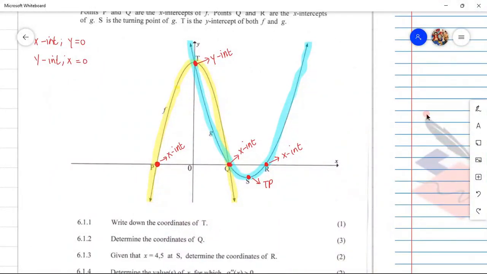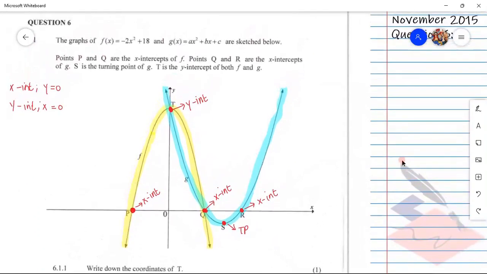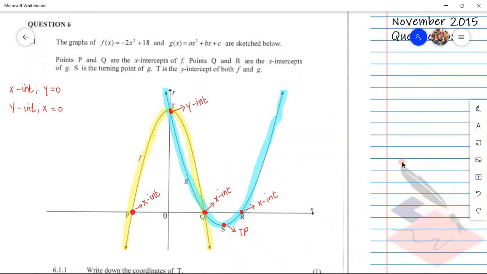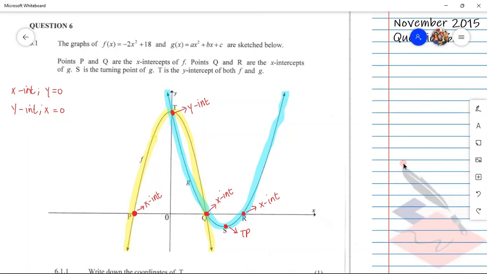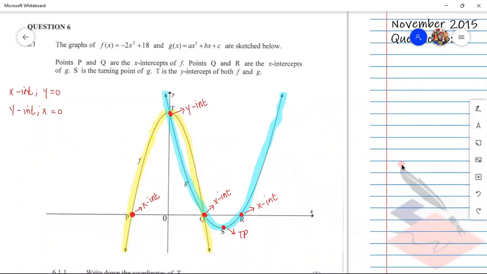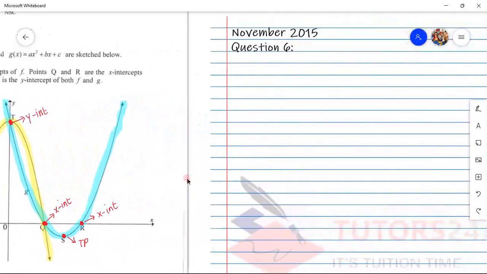So we've got question 6.1.1. Write down the coordinates of T. Now we know that T is the point of intersection of both G and F. So we can either use the function of G or we can use the function of F. But if we look closely, we don't have the function of G. Therefore, we can only use the function of F. So if we want to calculate for point T, we are going to use the function of f, and we are going to make x 0 because T is a y-intercept.